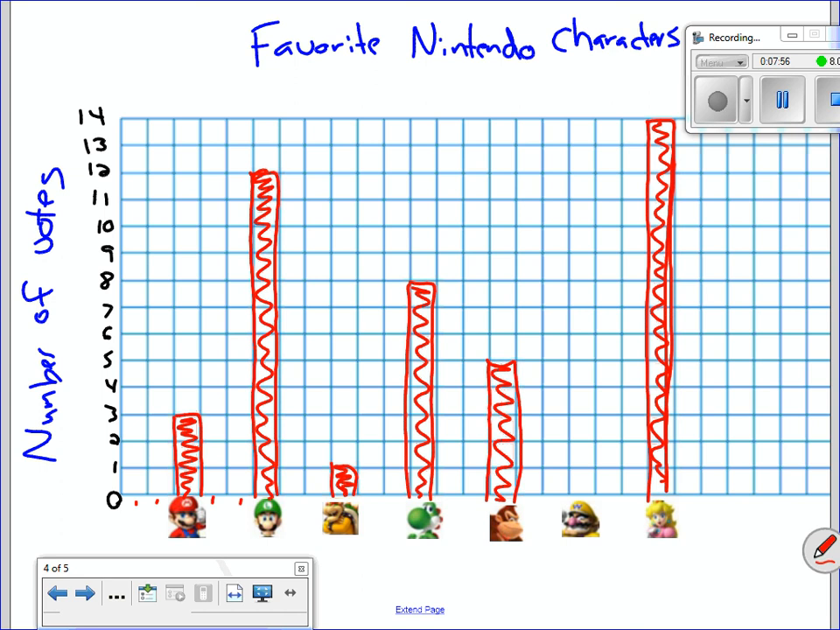We're going to be working with percent circles here in the future, but tonight, I just want you to work on bar graphs, and this is how you would fill out a bar graph. Tomorrow, you're going to be doing a bar graph on after-school snacks.